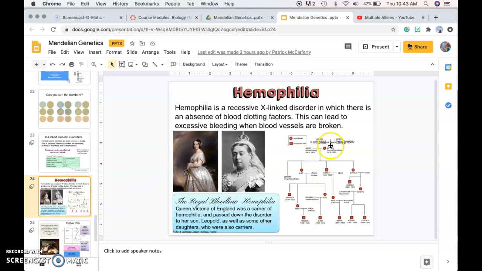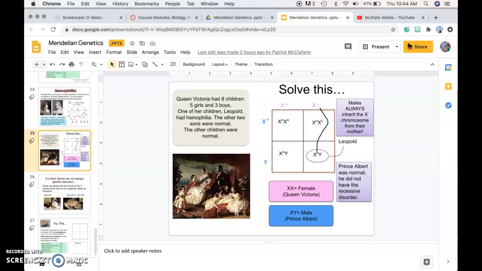So we've got Queen Victoria here, and she married Albert. And then their kids are right here, and it's showing you carrier females are circles and hemophiliac males, so males who are affected by it, have this box. All right, so Queen Victoria had 8 children, 5 girls and 3 boys. One of her children, I'm assuming it's Leopold, had hemophilia. The other 2 sons were normal. The other children were normal.